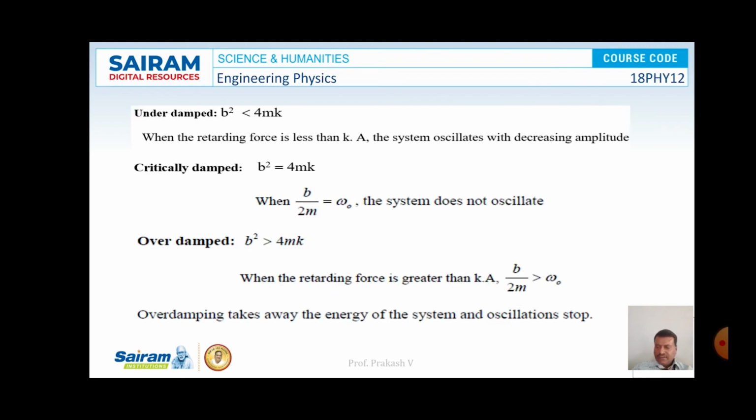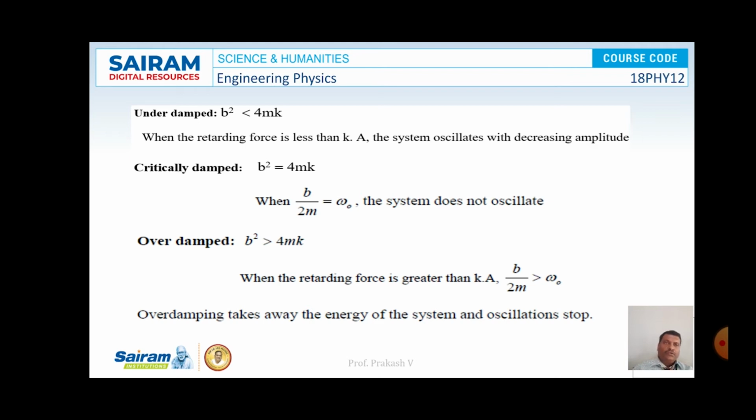Now let us discuss separately what is under damping. In case of under damping, b square is less than 4mk. Here the damping is small, and the system oscillates with decreasing amplitude. And in case of critically damped oscillations, the value b square is equal to 4mk. Here b by 2m is equal to omega naught. The system does not oscillate here.